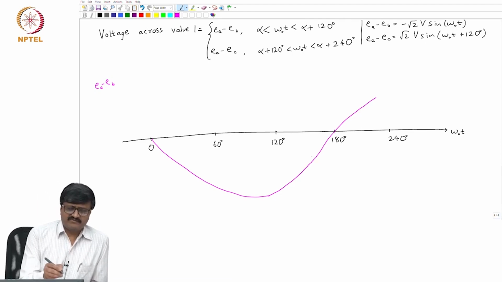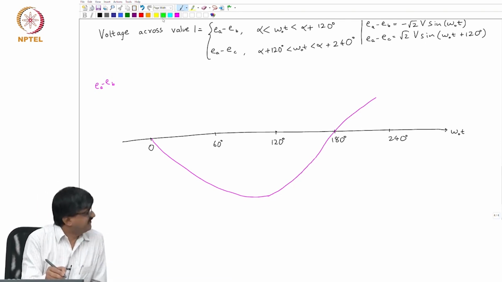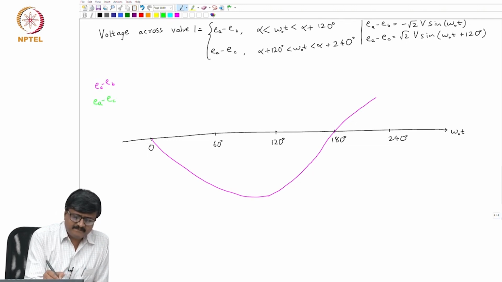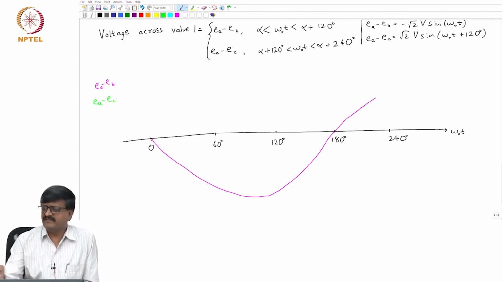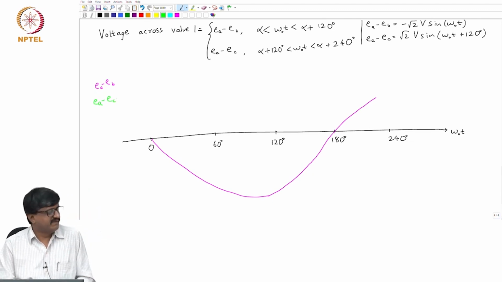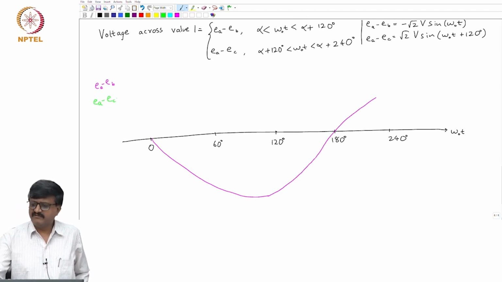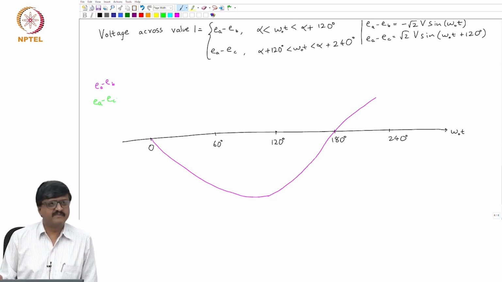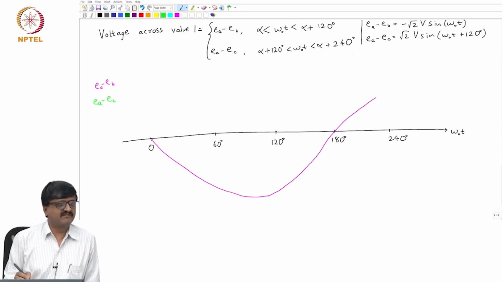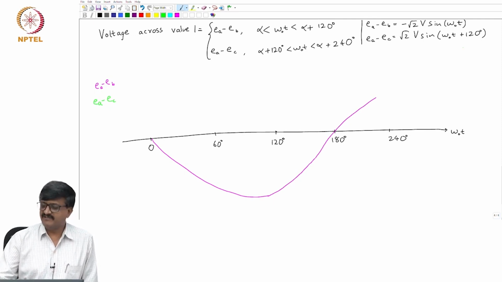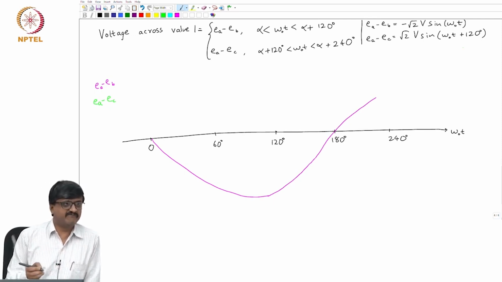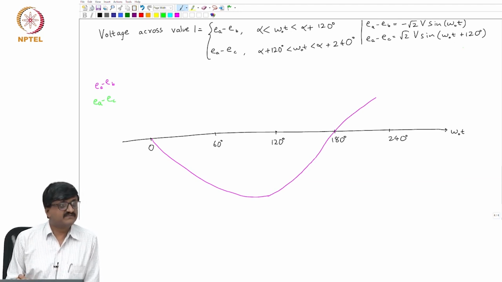Then suppose I plot EA minus EC. EA minus EC is root 2 V sin(omega t plus 120). Where will the 0 crossing of this be? EA minus EC will have a 0 crossing from positive to negative at 300. Anyhow, 300 I have not shown here. What I have shown is 0, 60, 120, 180, 240.